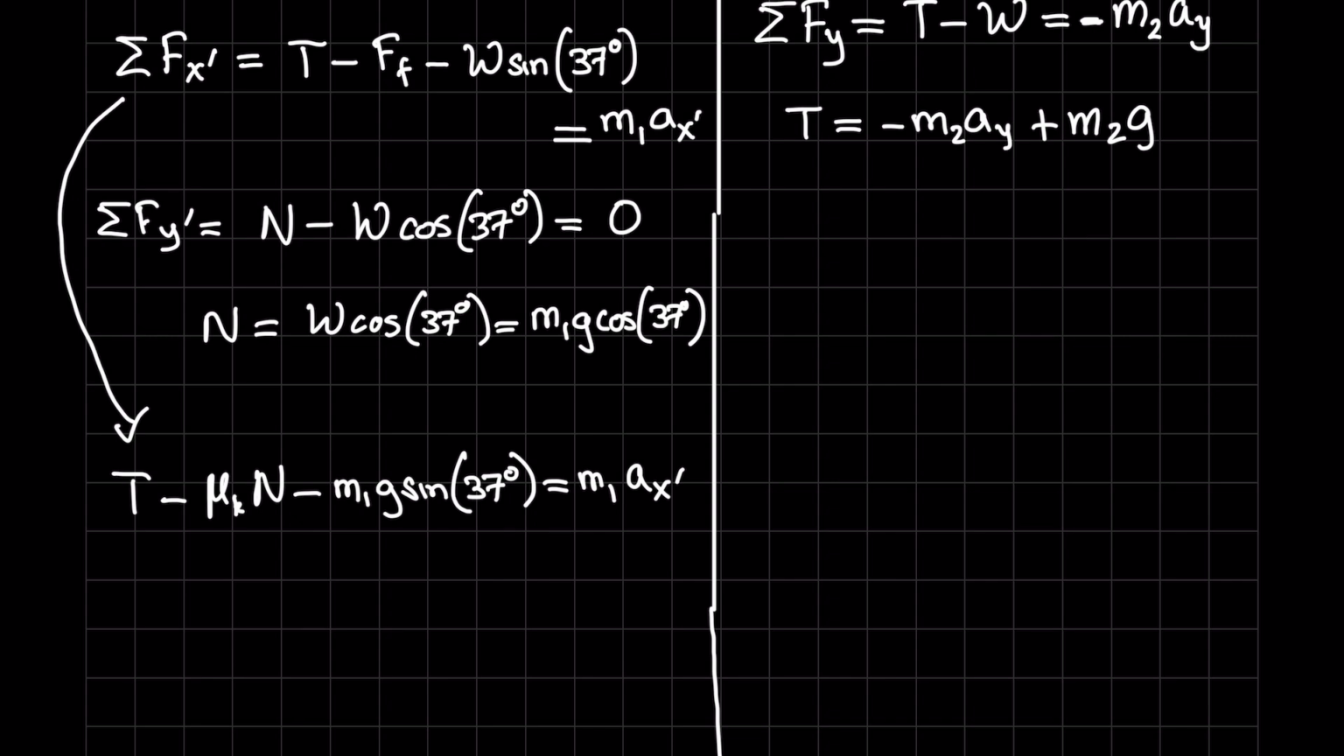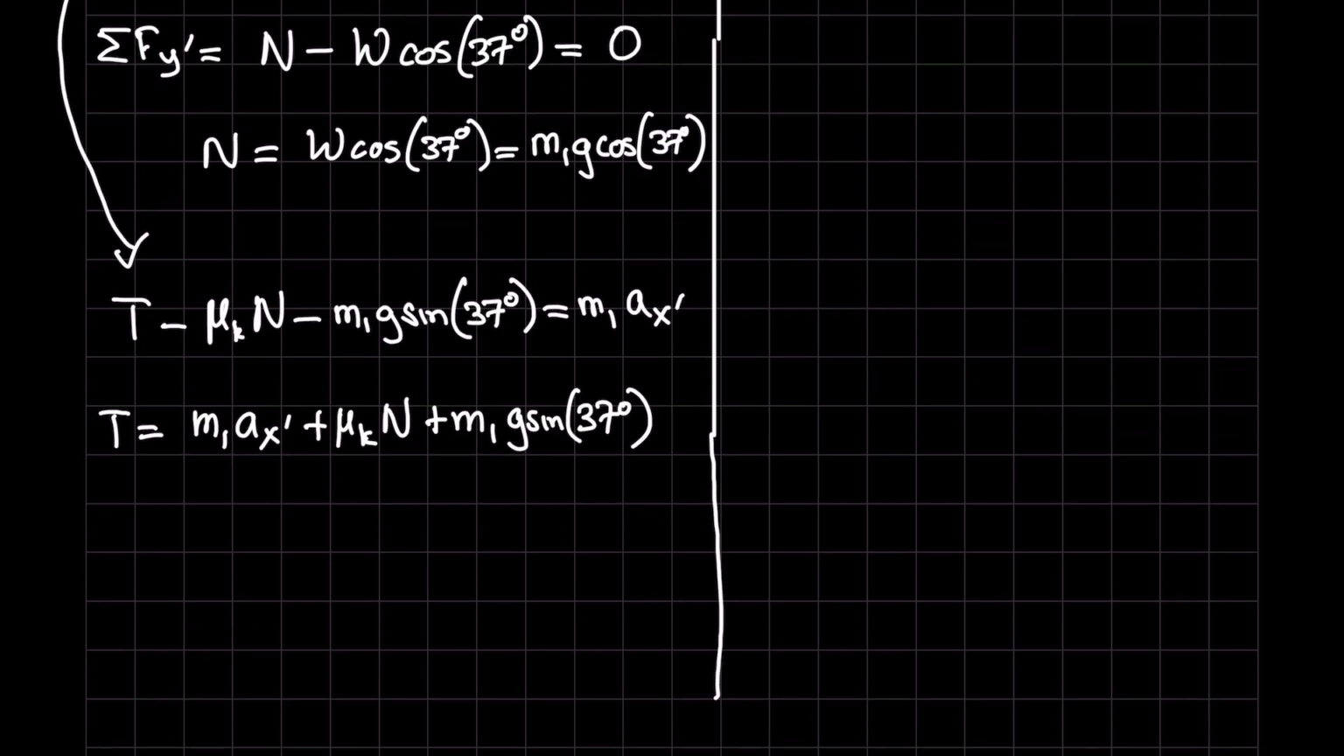Okay, so let's try to isolate tension for block 1. Tension's equal to, moving all the terms to the right-hand side, m1 acceleration in the x prime direction plus mu k times the normal force plus m1 g sine of 37 degrees. Okay, so solving for tension on the left side of our work for block 1, tension's equal to this expression.